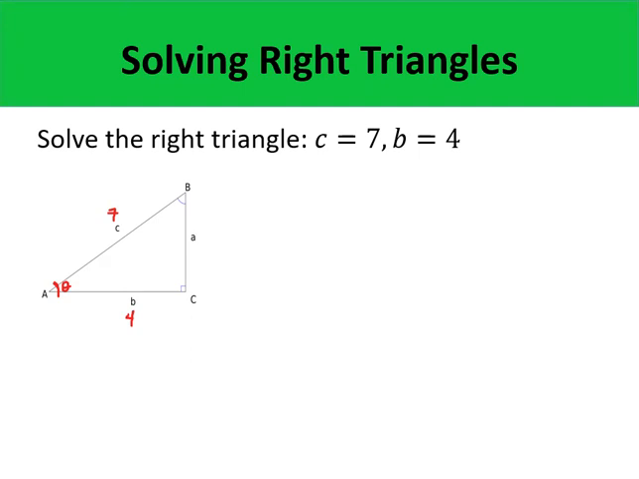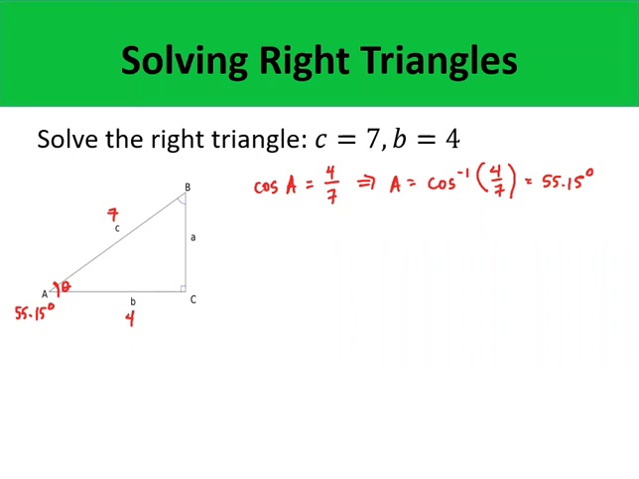By the relationship of adjacent and hypotenuse, we can use cosine of angle A, which is the adjacent, 4, over the hypotenuse, which is 7. From this equation, we can solve for angle A by using the inverse cosine of 4 over 7. So A is equal to inverse cosine of 4 over 7. Using our calculators, we get 55.15 degrees as the measurement of angle A.